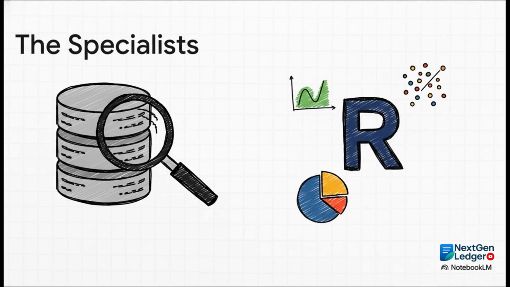And of course, we have our specialists, the masters of one craft. We mentioned SQL before. It is the universal language for getting information out of databases. If you work with data, you just have to know it. And in a similar vein, you have R. This language was literally built by statisticians for statisticians. It's an incredibly precise tool for deep statistical work and creating really powerful charts and graphs.